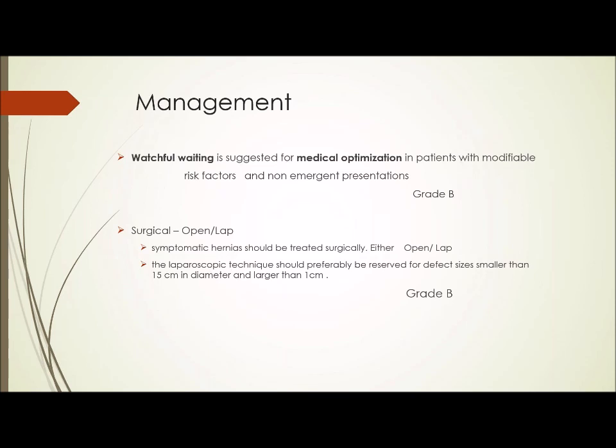Then comes the important thing, and that is surgery, open or lap, right? Now every symptomatic hernia should be treated surgically. We know that. Open or lap. But even otherwise, if a hernia is there, it should be operated. Why? With passing time, this hernia size is going to increase, right?